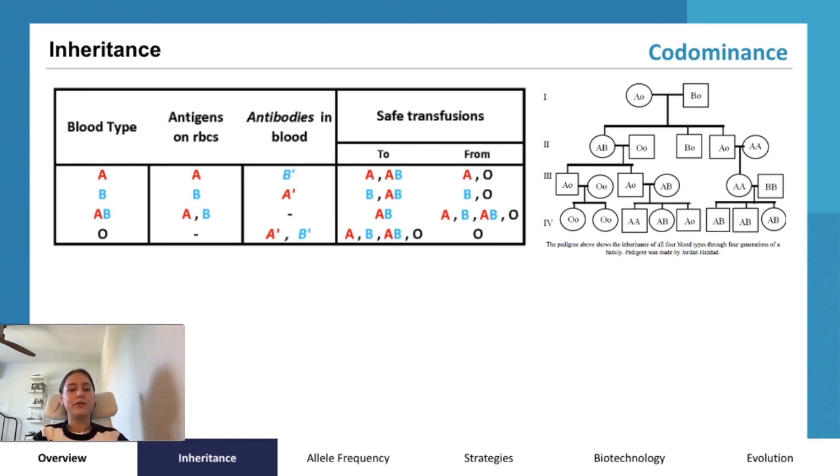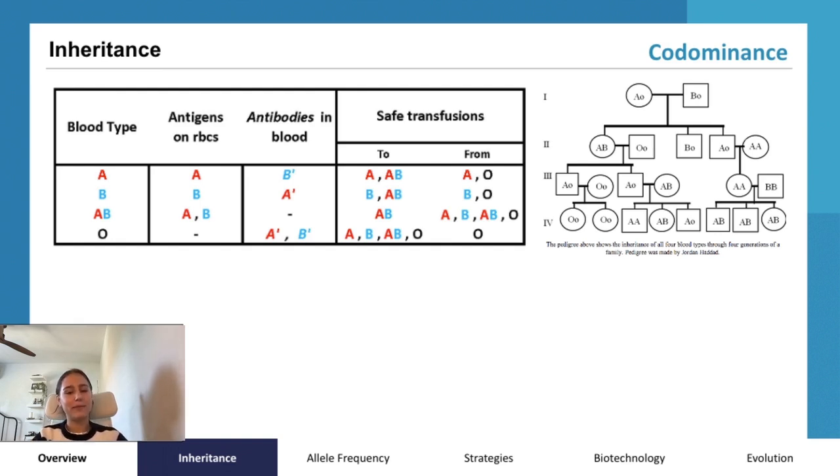A classic example of codominance can be seen in human blood type inheritance. The ABO blood type system involves three alleles, I capital A, I capital B, and lowercase i. Alleles I capital A and I capital B are codominant to each other, while allele lowercase i is recessive. Individuals can inherit blood types A, B, and O based on this combination of alleles.